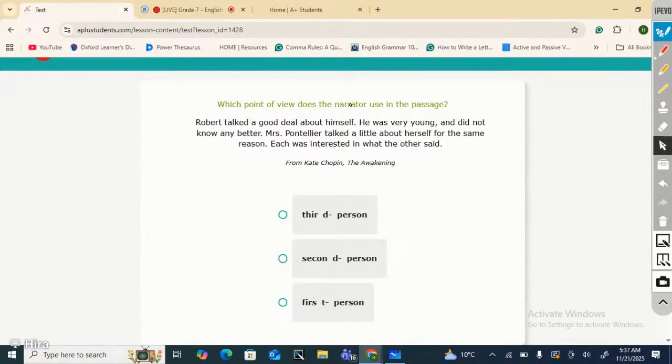Now you can see the names are used: Robert, Mrs. Pontellier, himself, he, herself. What do these words suggest? What do these pronouns and nouns suggest? That this text, this passage uses third person point of view.